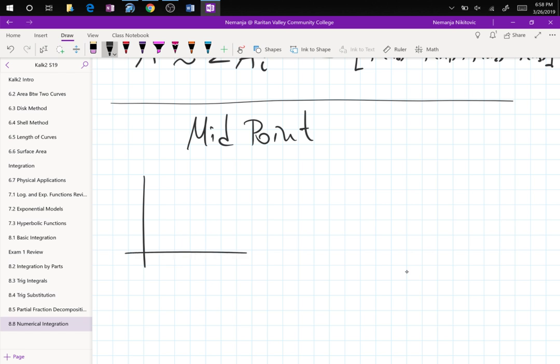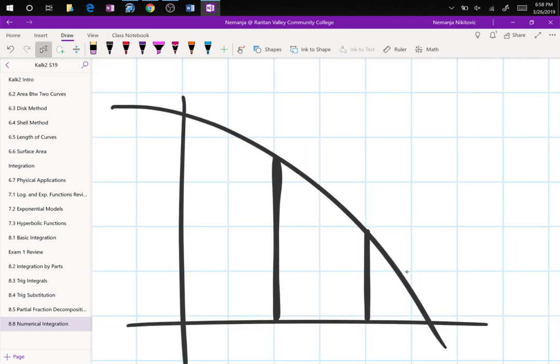So I'm just going to draw one of these. I'm going to draw something and erase it. Now, let me zoom in. Observe this, guys. If I use the left-hand point and draw the rectangle, all of this over here is error. And that's a lot of error.